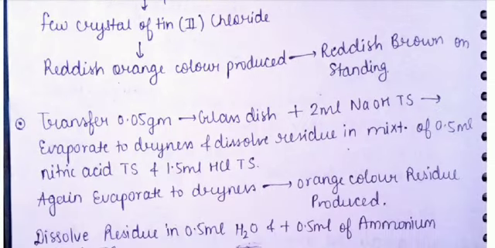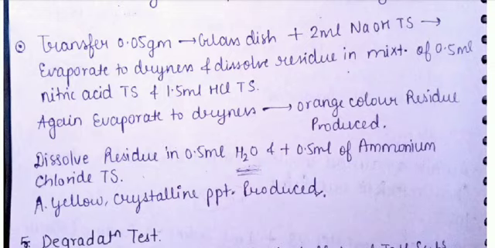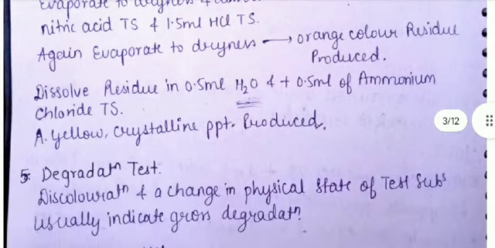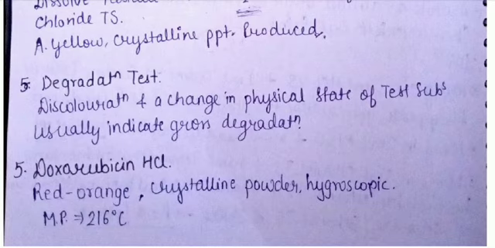Next, transfer 0.05 gram to a glass dish. Add 2 ml sodium hydroxide TS. Evaporate to dryness and dissolve the residue in a mixture of 0.5 ml nitric acid TS and 1.5 ml HCl TS. Again evaporate to dryness. Orange color residue is produced. Dissolve the residue in 0.5 ml water and 0.5 ml of ammonium chloride TS. A yellow crystalline PPT is produced. Degradation test: discoloration and a change in physical state of substance usually indicate gross degradation.